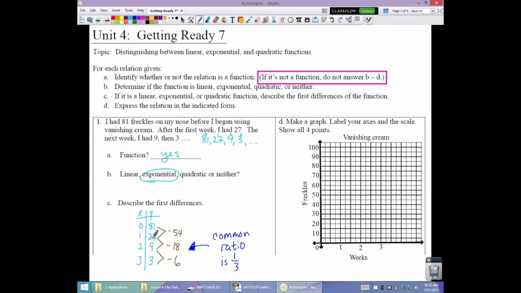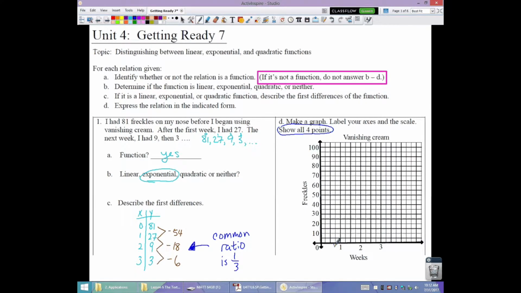Now, I've already set up my graph here with a scale and titles and labels. We need to make sure you choose a scale that will allow you to show all 4 points. So we've got to get all the way to 81. So I chose to count by 5s. Every box in the freckle axis is counting by 5s. Since I had 20 boxes to go across the x-axis, I spread those out and I counted by 1/4. So every 4 boxes was 1 week. It's up to you as long as you can fit all 4 points.